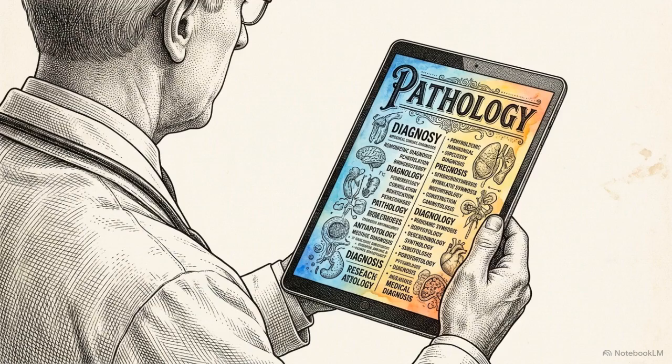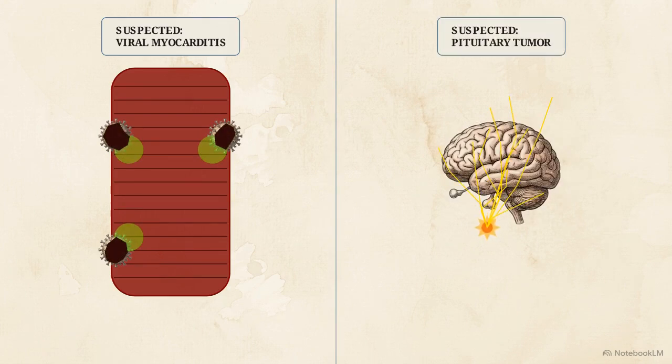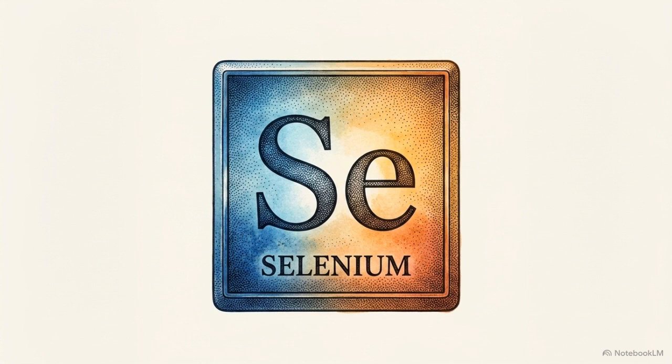Confronted with this, the standard medical instinct is to hunt for a massive pathology, an aggressive viral infection destroying the myocardium, or perhaps a rare pituitary tumor short-circuiting the endocrine system. But the actual culprit is completely invisible to a standard metabolic panel. The patient is suffering from the total systemic absence of a single non-metal trace element, selenium.